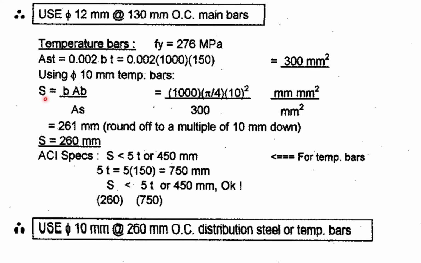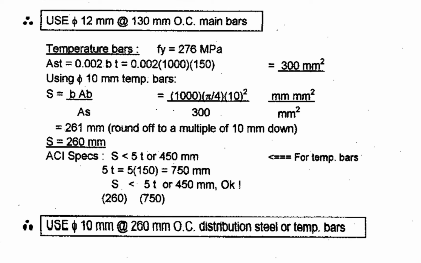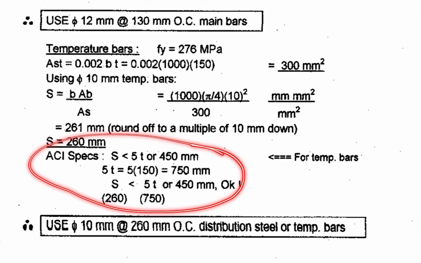You have the formula. Spacing is equal to the base times the area of 1 bar diameter divided by the area of steel. Therefore, you have the base, or that is the 1 meter strip or the width of the stairs, and then the area of 1 bar diameter divided by 300. So therefore, you have 261. Then you should round it off or round it down to 10 millimeters. So you have 260.